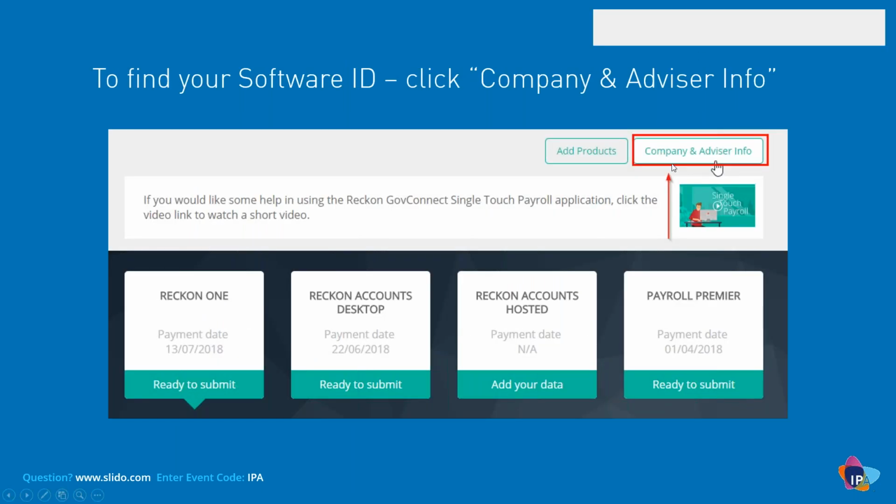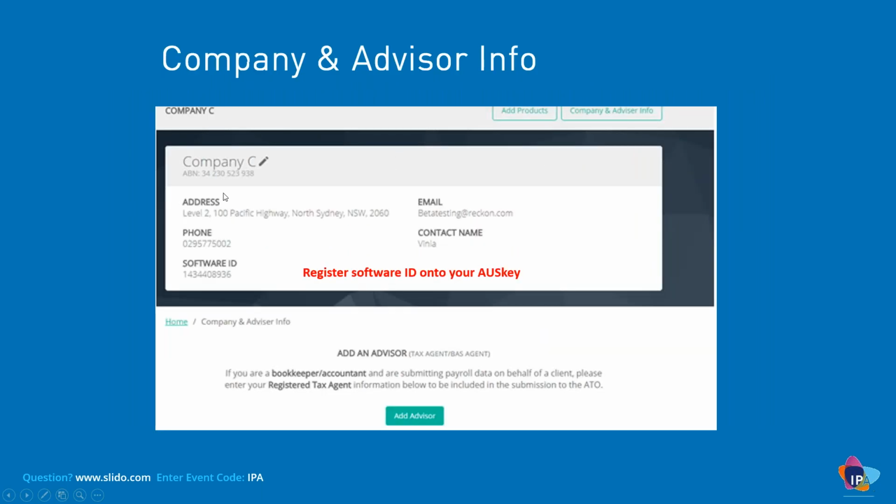Okay, and now you'll also need to find the software ID for this program. Now, the software ID is with the GovConnect STP, not with any of the accounting software you may be using. So the way to get that is just click on this Company and Advisor Info button in the top right corner of the STP account, and you will see this company window. You can see the company name and ABN number there. And it's down here that you have the software ID.